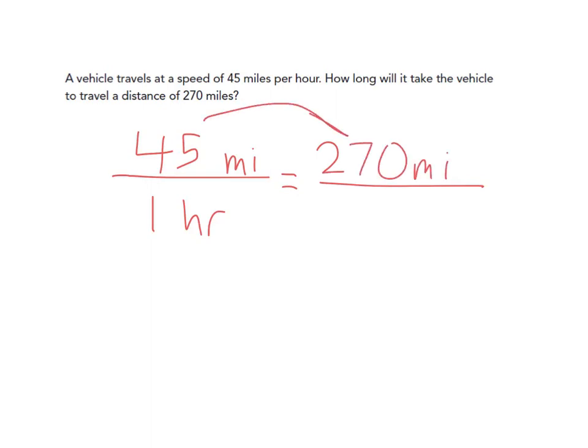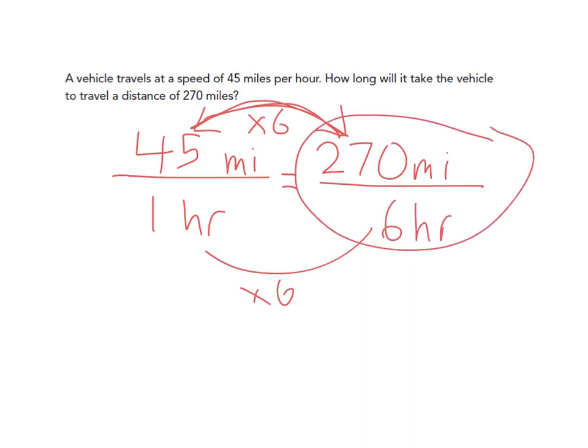I need to find the relationship between these two. If I use my calculator, I don't know what 45 times something is 270. But if I think of 270 divided by 45, it ends up being times 6. And then if I just do the same thing here, times 6, it's 6 hours to go that 270 miles.